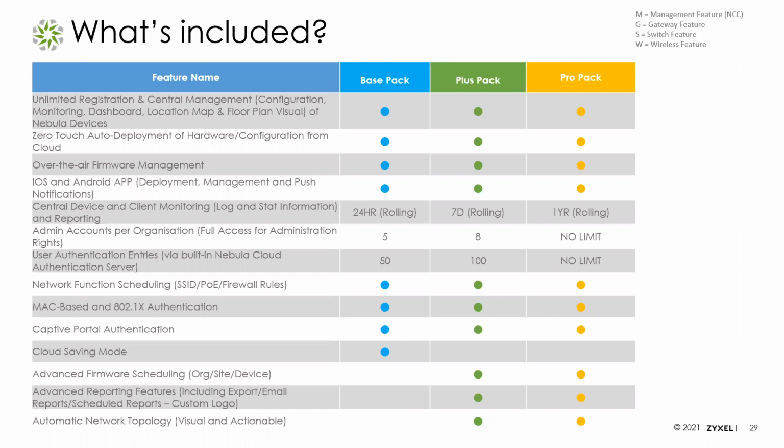The other differences here would be how many admin users you can have per organization. So the free version gives you 5 different admin accounts. Plus version gives you 8, and then on the Pro Pack, there is no limit on those.